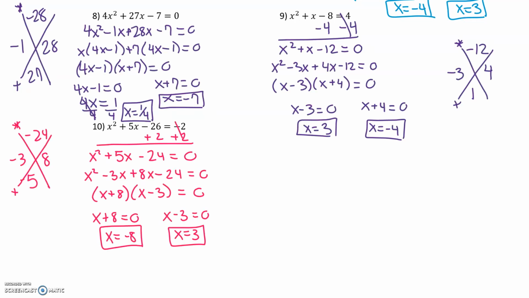All right, so here's the answers to 8, 9, and 10. Be very careful on number 8. When you get to this piece and you are setting this factor equal to 0, please make sure you add 1 to both sides first. Then you divide that by 4, giving you the 1/4 as the answer. All the other ones, 9 and 10, were pretty simple and straightforward.